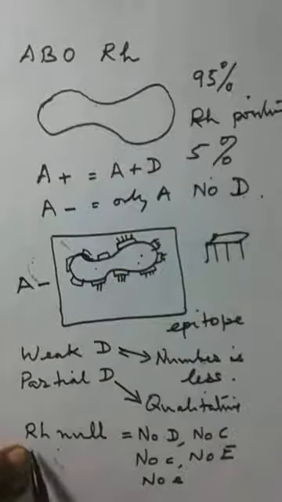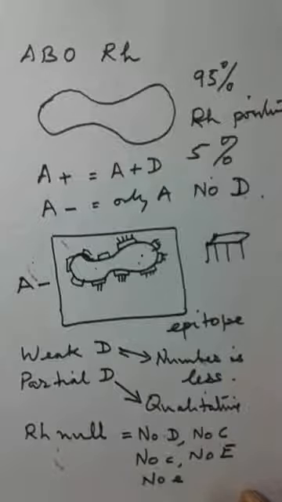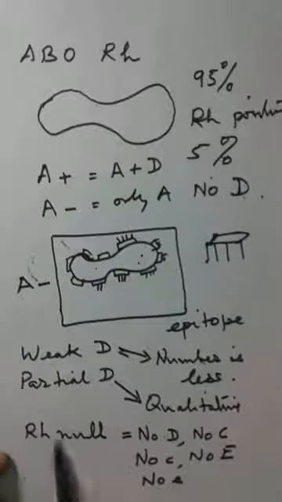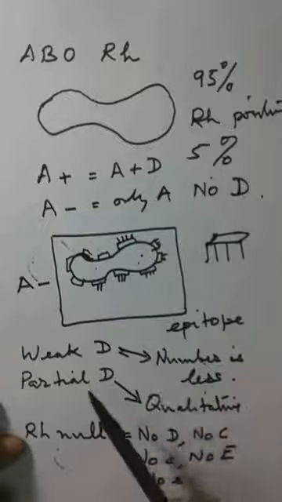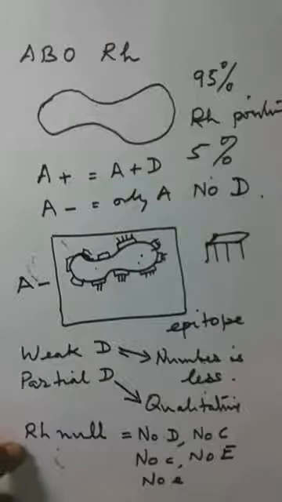That is RH null. This was first noticed in Australia. And in the whole world, I think only less than 100 people have RH null. In the surface of their RBC, there is no D, no C, no E, no small c, no small e. That's a wonderful type of blood, RH null category.